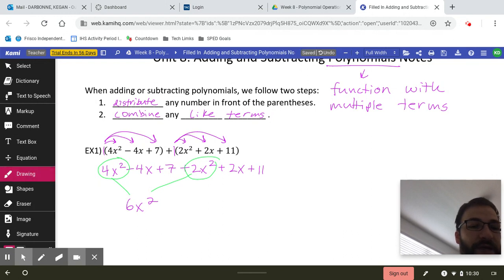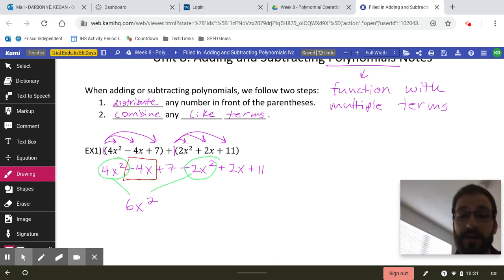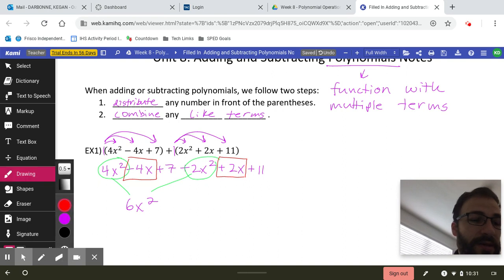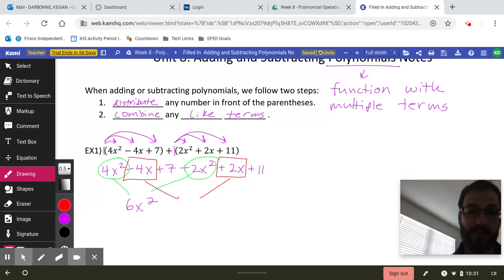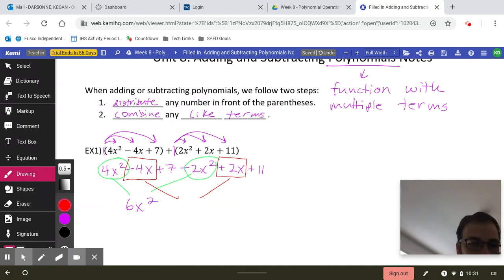All right, then our next term is this negative 4x. Remember, we want to include the negative or the positive with each number. So negative 4x, what else is like negative 4x? Positive 2x. So negative 4 plus 2, they are different signs, which means we are going to subtract them. So 4 minus 2 is 2, and then the negative number is bigger, so that gives us negative 2x.